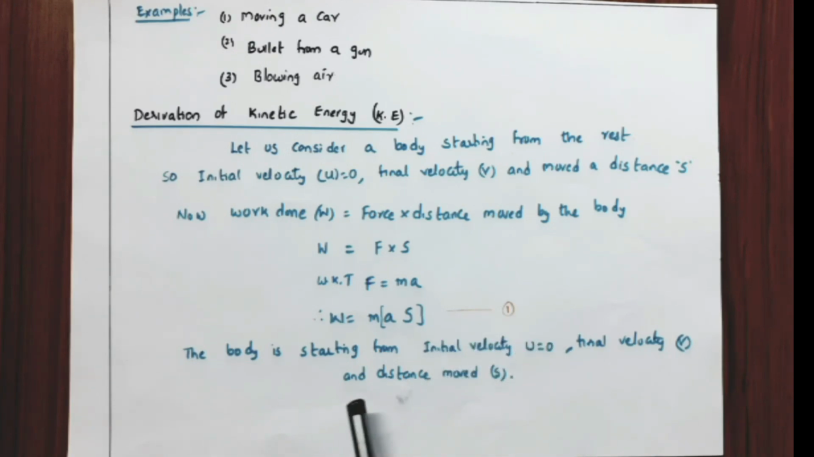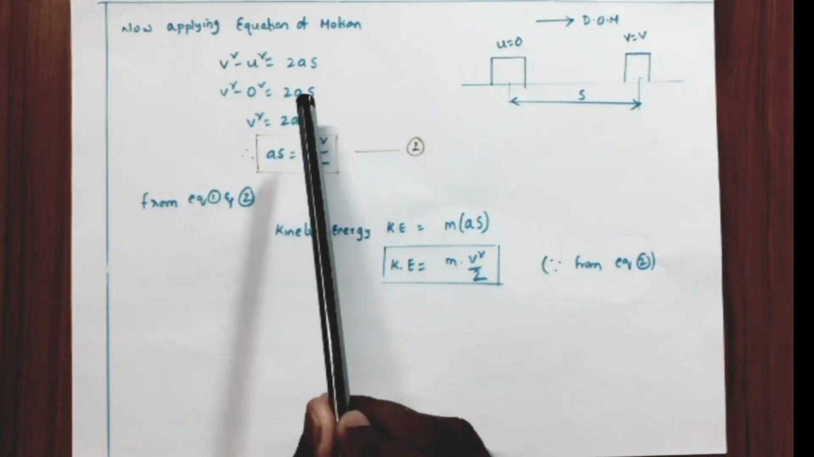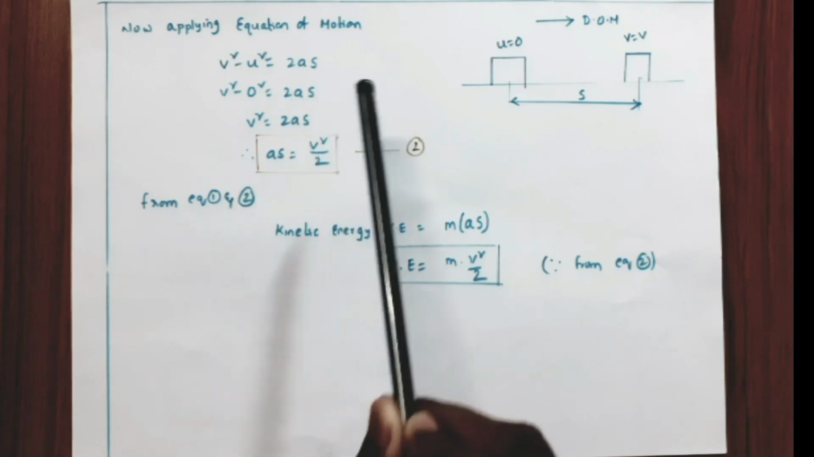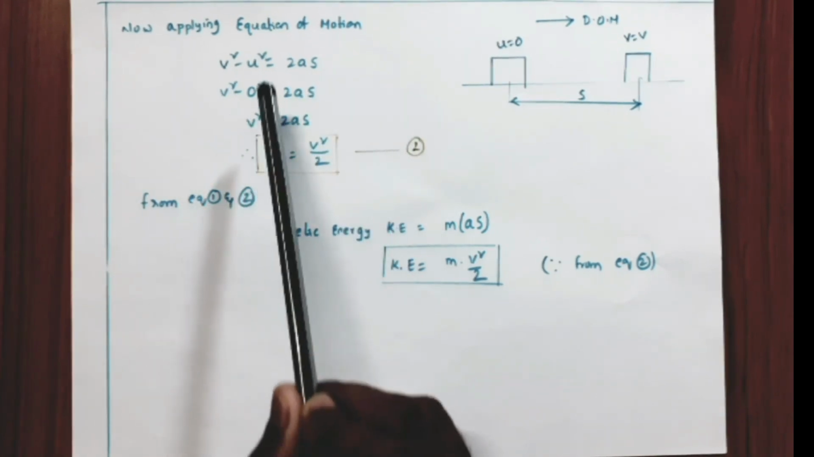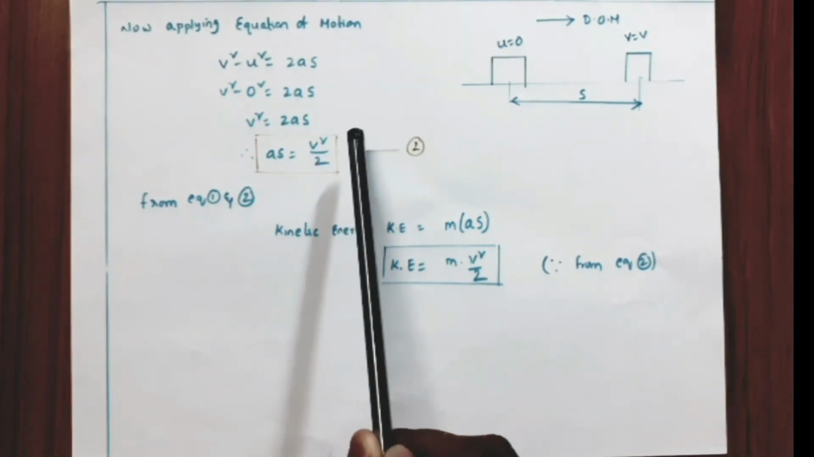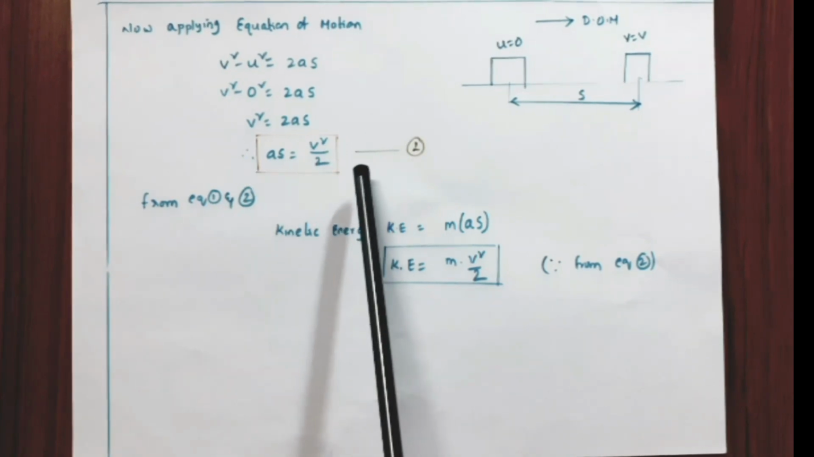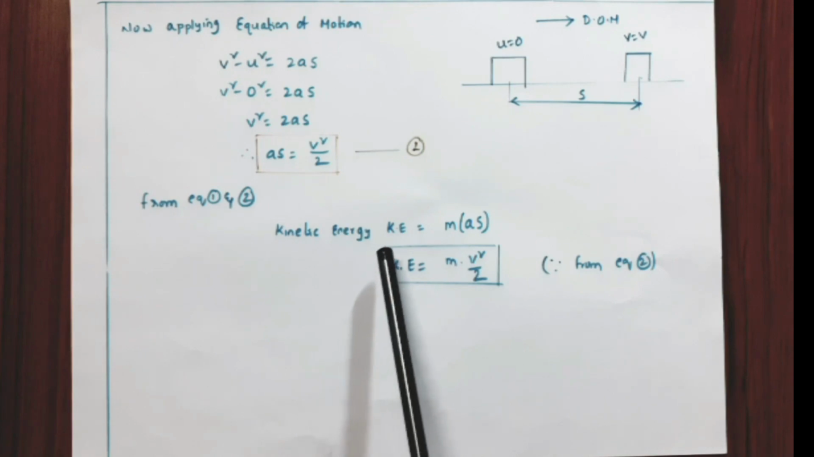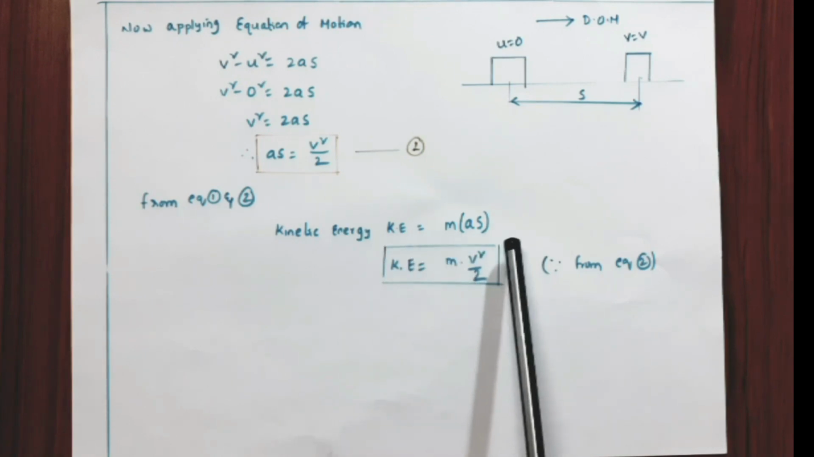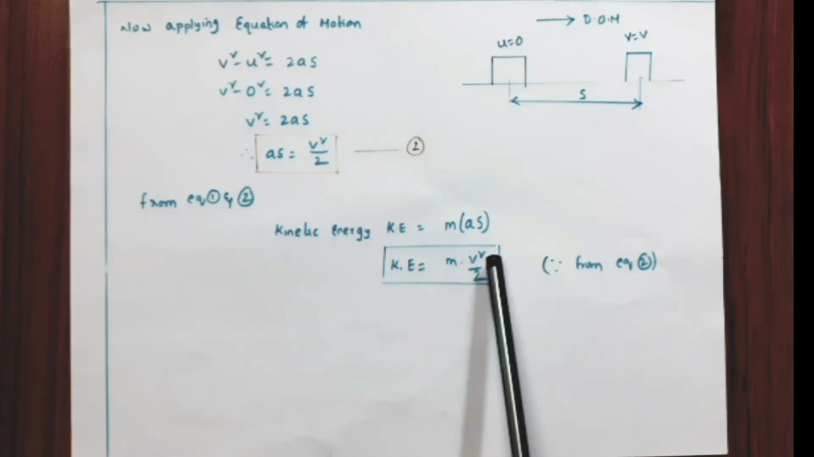The body is starting from rest, so initial velocity u equal to 0, final velocity equal to v, and distance moved equal to s. Applying the equation of motion, v square minus u square equal to 2as. Since the initial velocity is 0, v square equal to 2as. From this equation, as equal to v square by 2. This is equation number 2. In equation 1, kinetic energy equal to mas. Substituting as equal to v square by 2 in this equation, kinetic energy equal to mv square by 2.